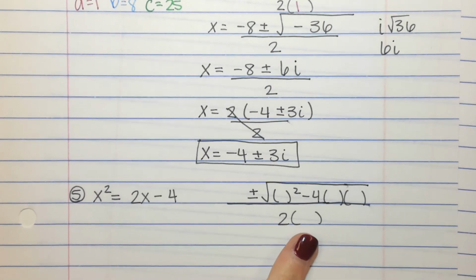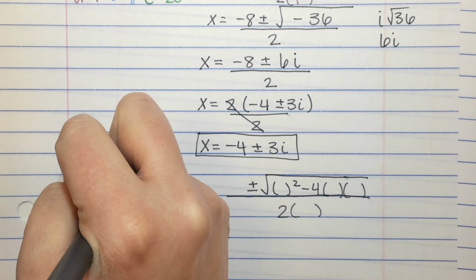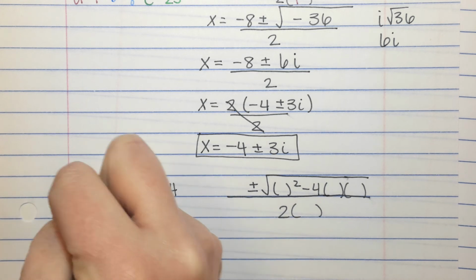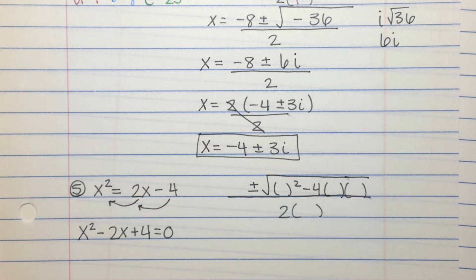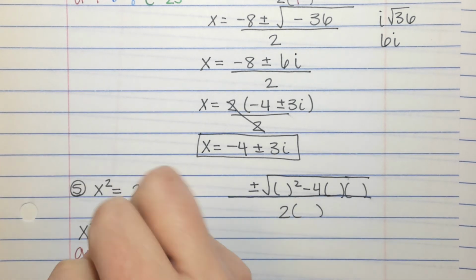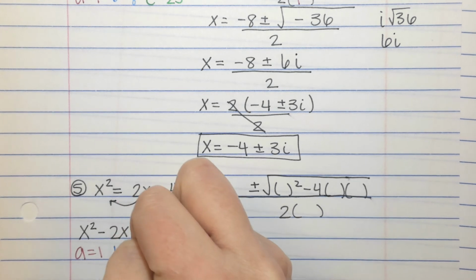Okay, number 5, our last example. First, we need to get it in standard form. So we need to move the 2x to the other side and that negative 4 over. So it's going to be x squared minus 2x plus 4 equals 0. Now, I can say that A equals 1, B equals negative 2, and C equals 4.